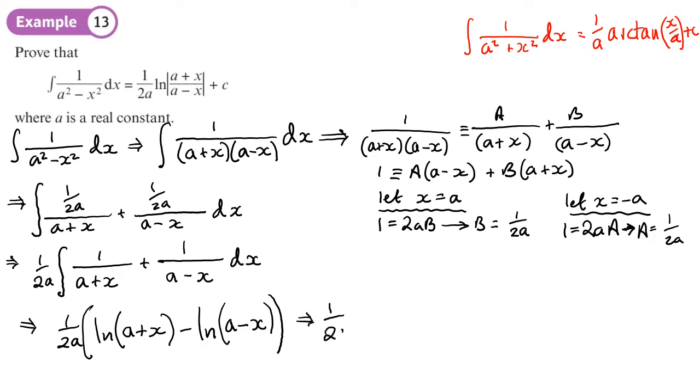So we've got the 1 over 2a there. So the log of something minus the log of something is the log of this divided by that. So log of a plus x divided by a minus x plus c, and we use the modulus sign, remember, because we can't do the log of a negative number. So if we just put the modulus sign in there, we get the result as required.